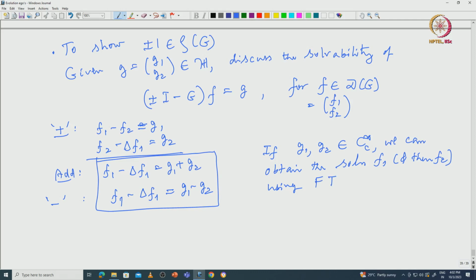So, if the right hand side is in the smooth class, we obtain a solution f belonging to the domain of G. Okay. So, what does that say? So, this implies the image of plus or minus I minus G contains this, which is dense.